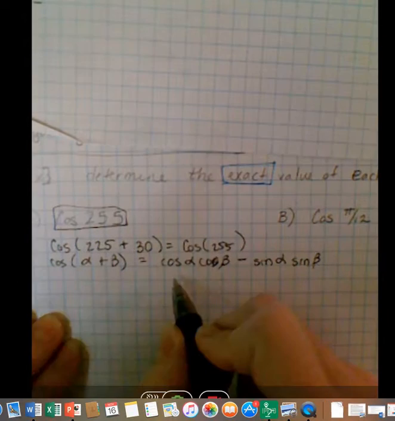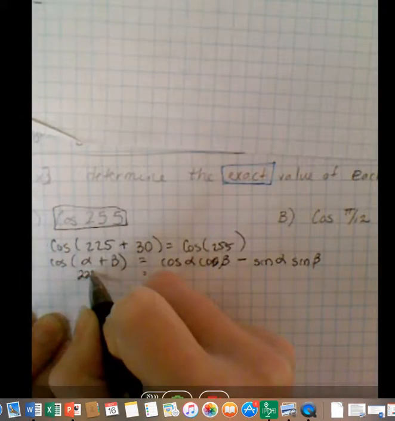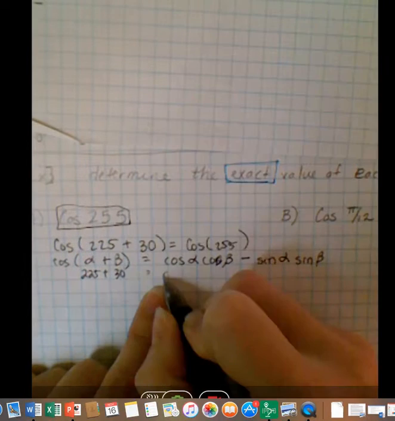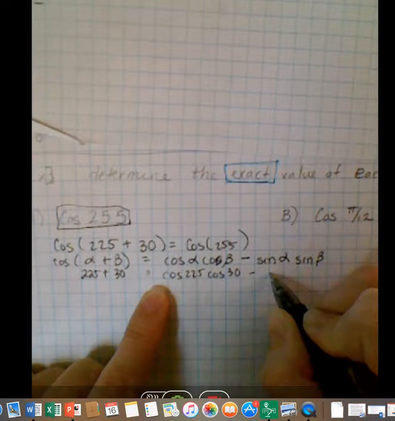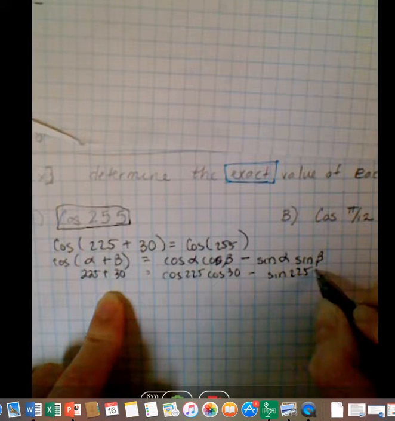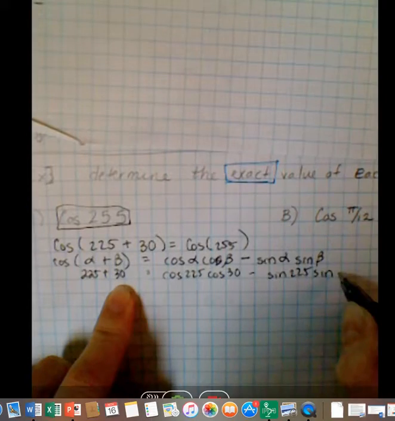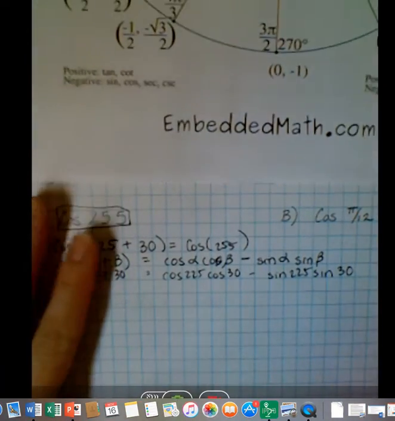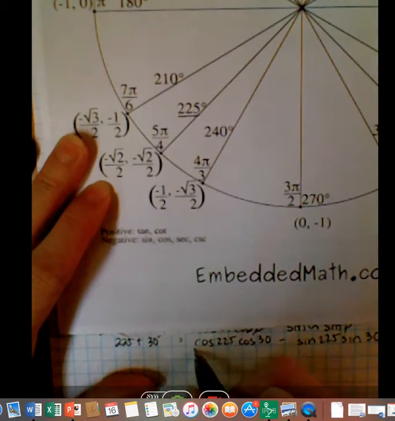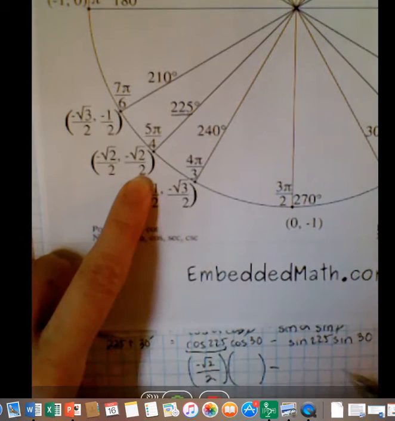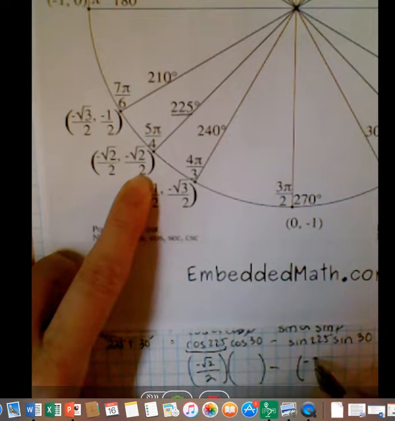So now I'm just going to fill in where appropriate. I'm going to let this be my alpha and this be my beta. So I'm going to take the cosine of 225, the cosine of 30, minus the sine of 225 times the sine of 30. Now, again, look how frequently I use my unit circle. I'm going to be replacing these with values that are pertinent. The cosine of 225 is negative root 2 over 2. And the sine of 225 is also negative root 2 over 2, times the sine of 30.